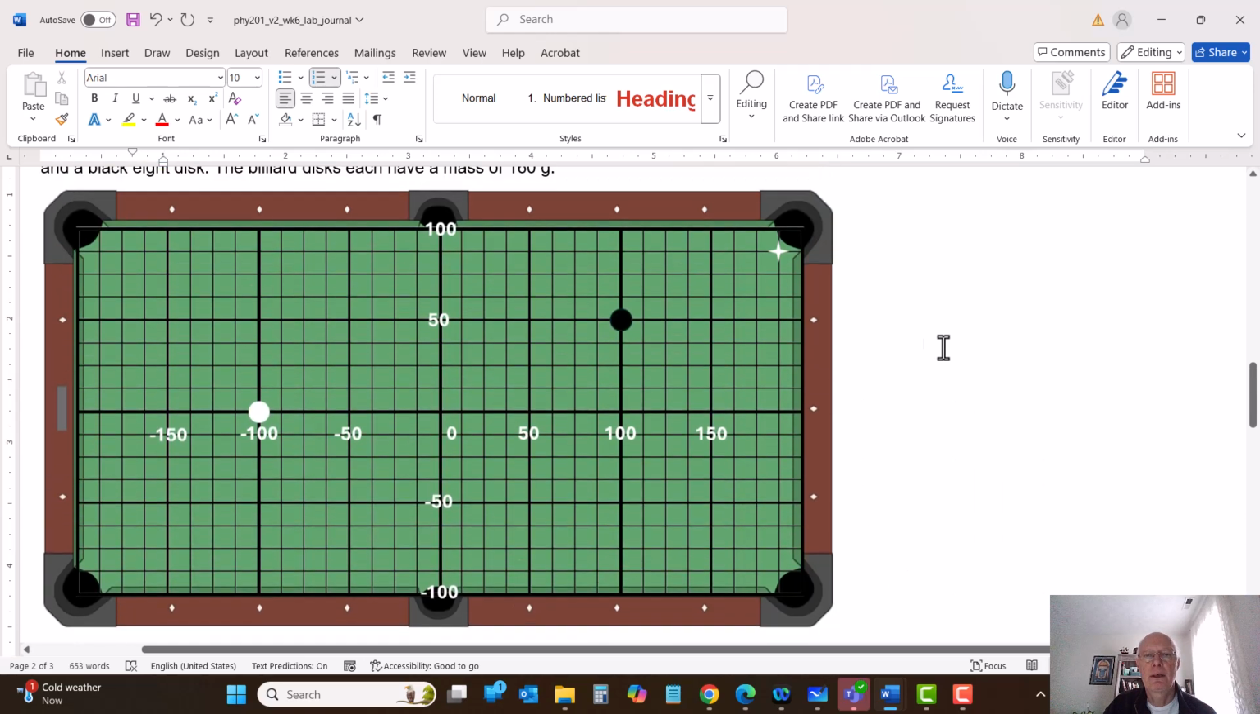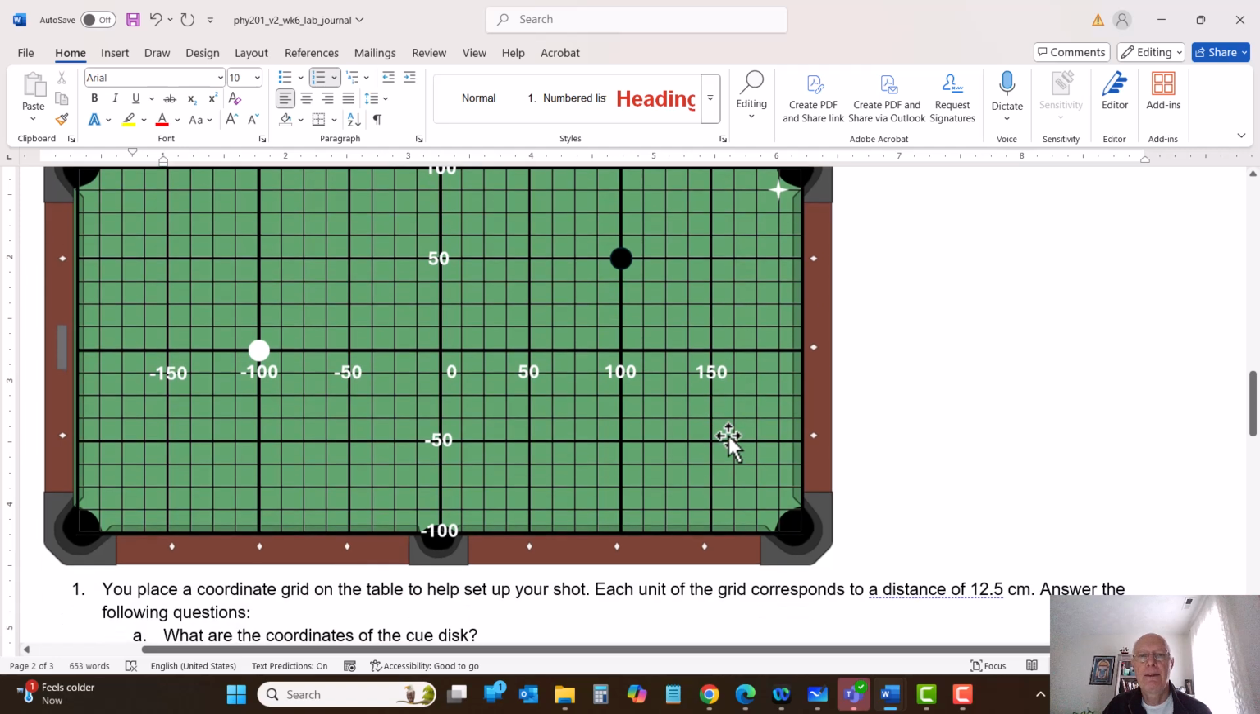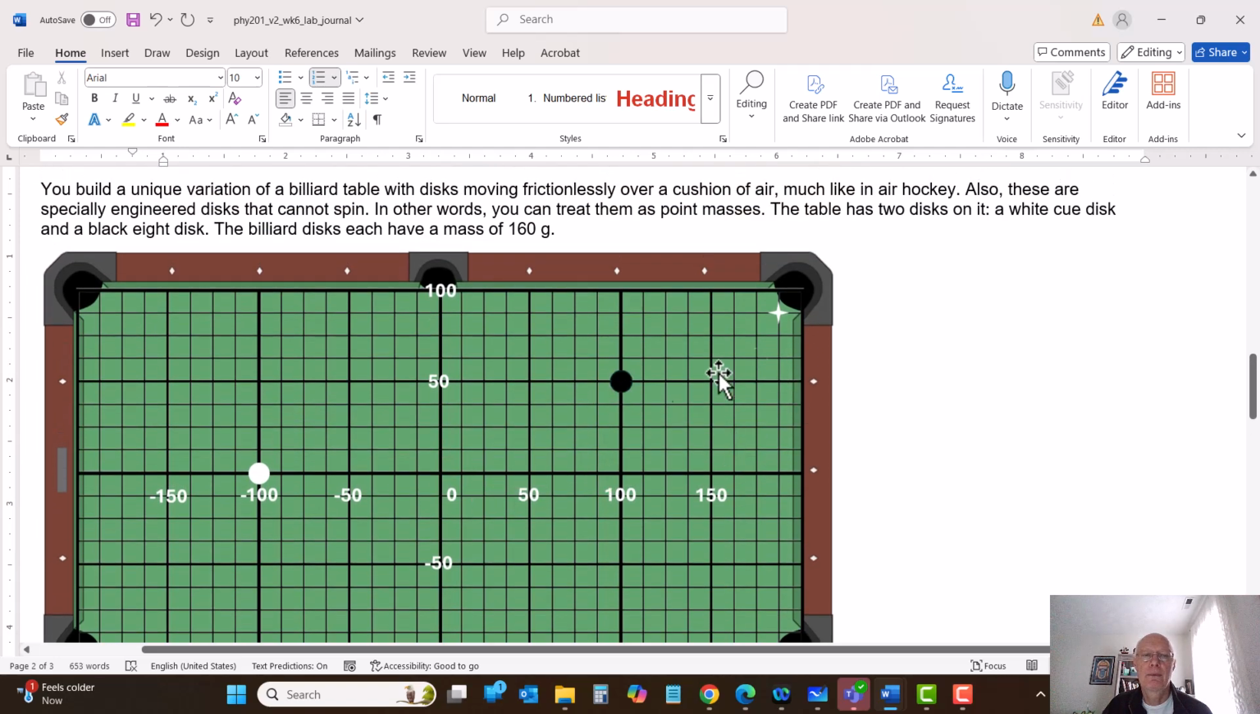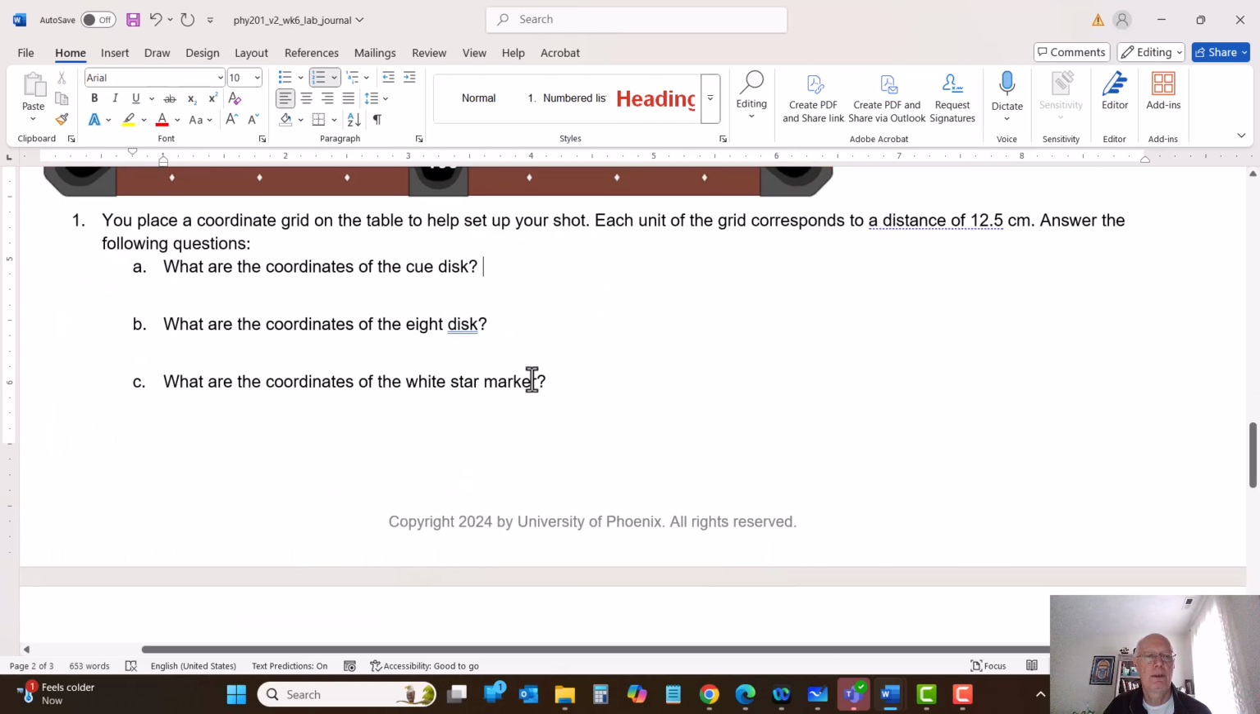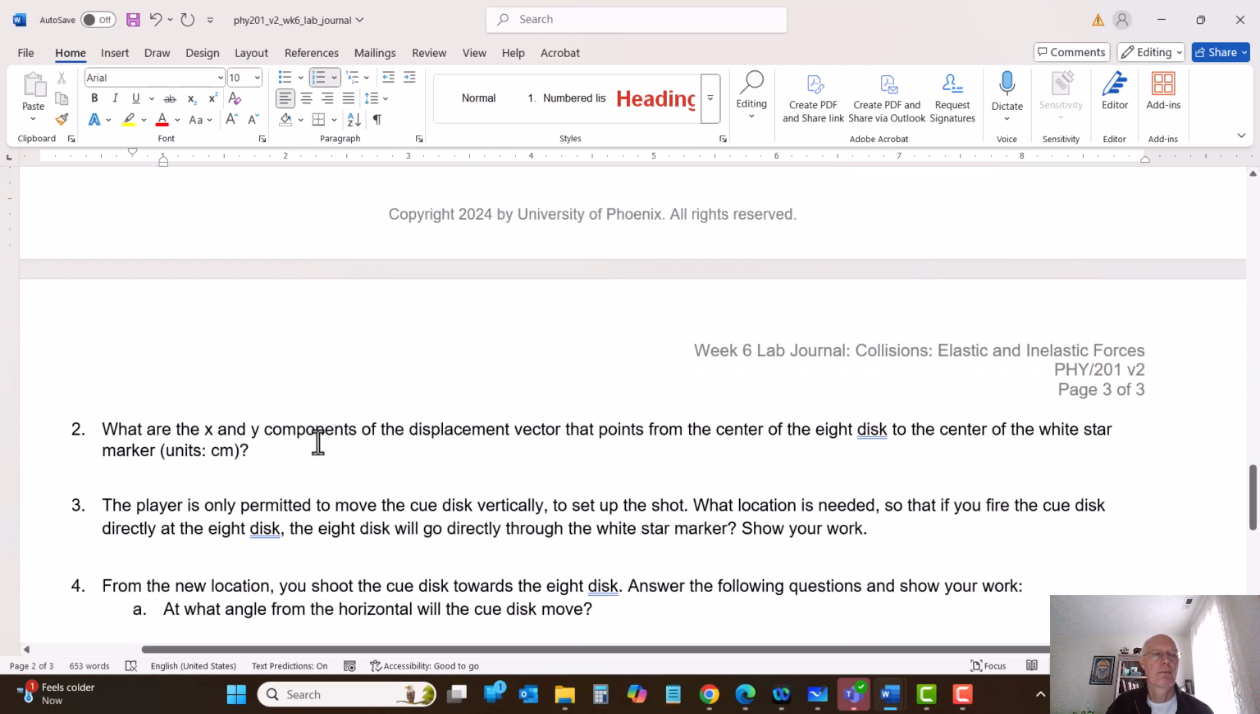The white star marker. You have to think a little bit on this one. So it's somewhere between 150 and 200. If each one of these markers is 12 and a half, then just go 1, 2, 3 times 12 and a half and add that to 150. That's the x coordinate, right? And then there's 50 right there, and then there's 1, 2, 3 above that. 3 times 12 and a half plus 50 is the y coordinate. Okay, so that's the answer to that one.